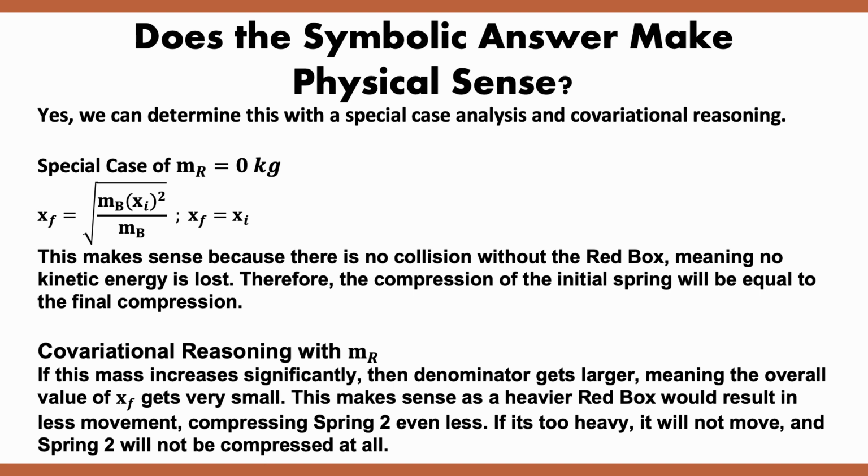The second thing that we did here is another special case where mr is very, very large. If we think about what should be happening in that case, we should be seeing less and less compression in xf with a greater mass. And that is in fact what we see here, because mr is only in the denominator. So as mr gets very large, our xf value is going to decrease.